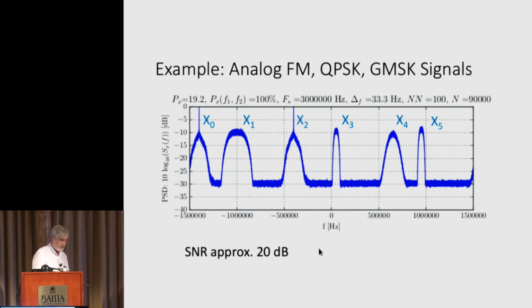That's actually one of those that was taken from the hurdle of the spectrum collaboration challenge. There the signals were either analog FM, QPSK, or GMSK signals, and in here are some of each type of those signals. This happened to be a signal with a signal-to-noise ratio of about 20 dB. That was just how it was generated by what DARPA gave us.